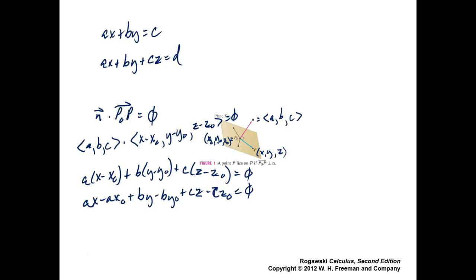Okay. Now, variable, variable, variable. Everything else are numbers. Okay? So let's get the variables together. AX plus BY plus CZ is equal to, let's add all the others to the other side, AX0 plus BY0 plus CZ0. But guess what? That's just some number. Just some number. Okay?